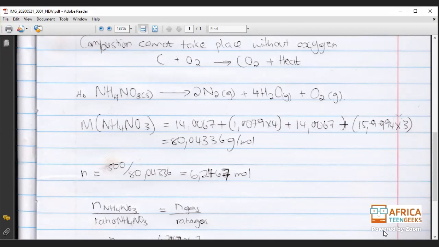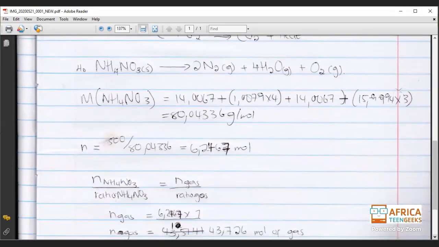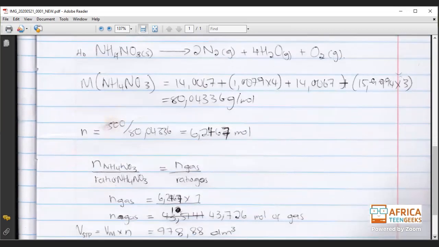Okay, and then from there, this is what we get. I'm so sorry for the untidiness. I was just trying to work it out so quickly, and I lost some track of time, so I couldn't write it over. But I hope you guys understand what I mean here, because I tried to write it here times 7 divided by 1, and then this will give us 43.726 mole of gas. So this is the gas that we're given.